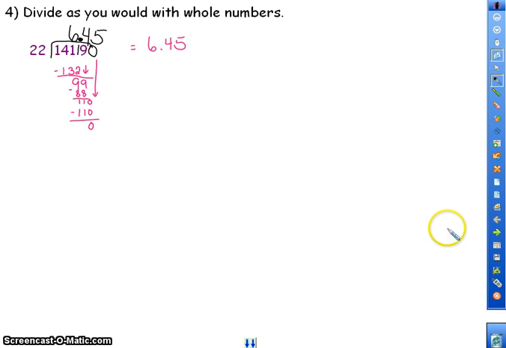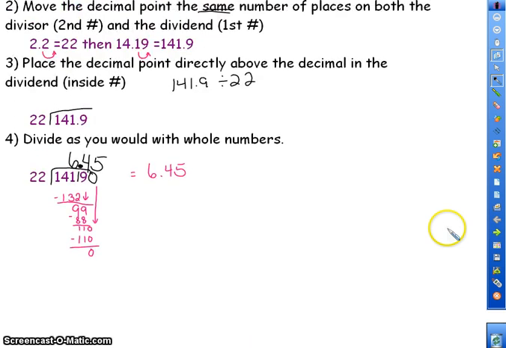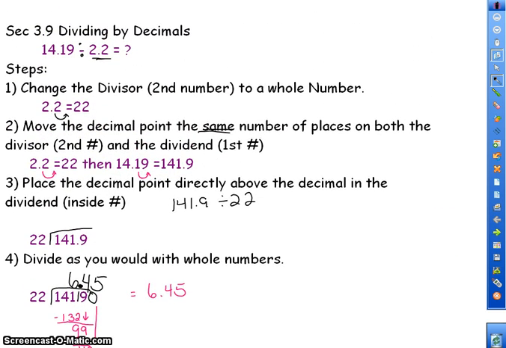All right, so let's review that one more time. So you're going to change the divisor, the second number, to a whole number, and then you're going to move the decimal the same number of places for the first number, my dividend. Okay, you're going to divide like you would normally and place that decimal point straight up, okay, and then you're just going to go until you have no remainder. We do not do remainders, and that's your answer. Okay, so let's do a couple here.